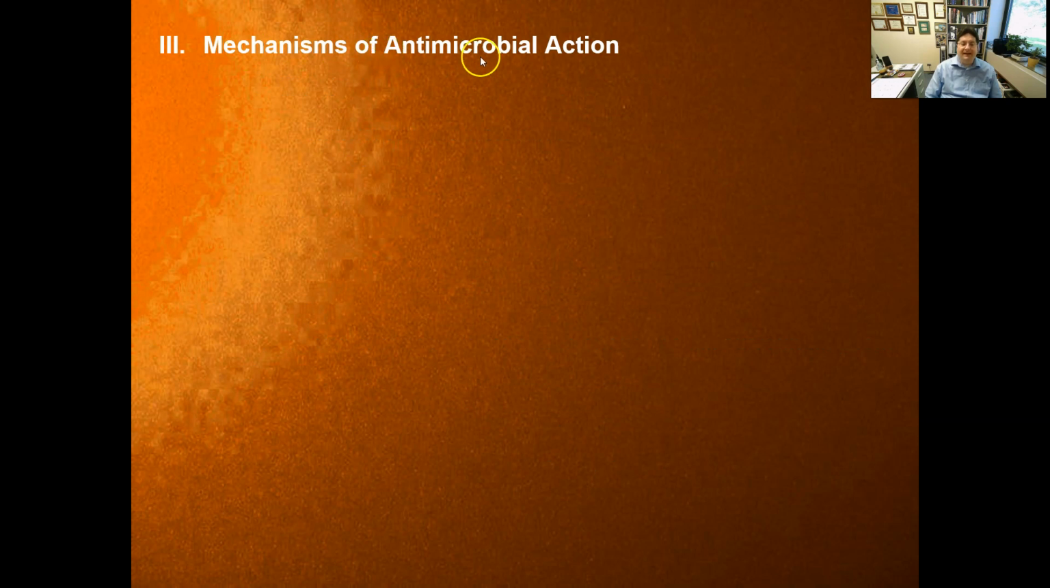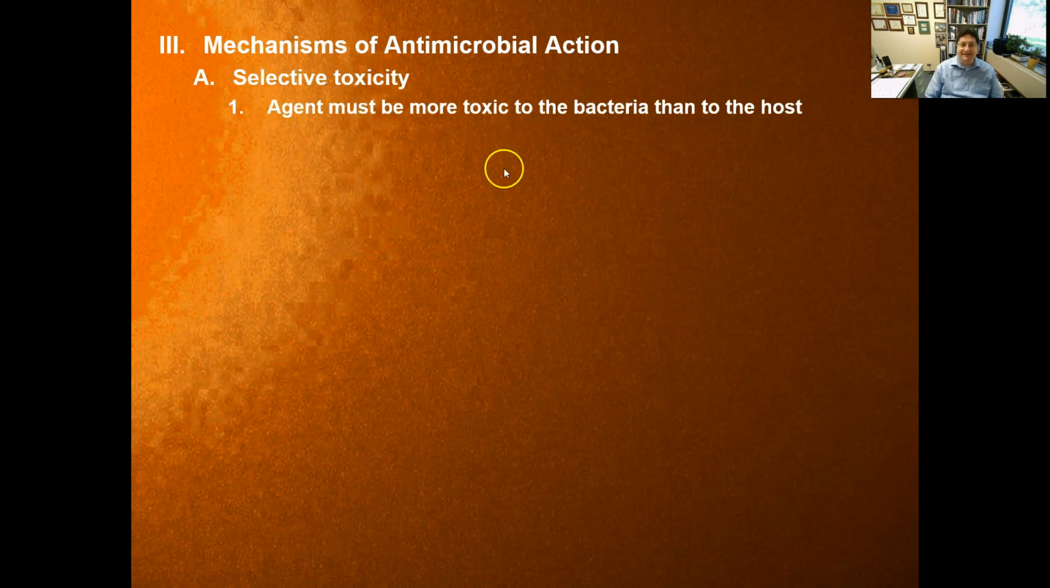Now, what about mechanisms of antimicrobial action? One of the real important things to think about is what we call selective toxicity. The drug or antibiotic or antimicrobial, whatever you want to call it, that agent has to be more toxic to the bacteria or virus or fungi or protozoan, whatever, but we'll just keep it to bacteria for simplicity here. Your drug has to be more toxic to the bacteria than it is to you, the patient. Otherwise, you just defeat the purpose.